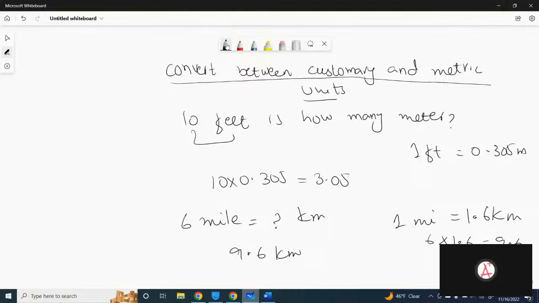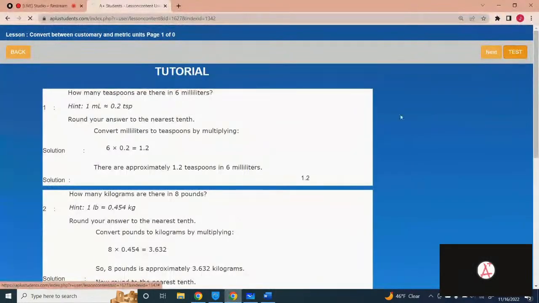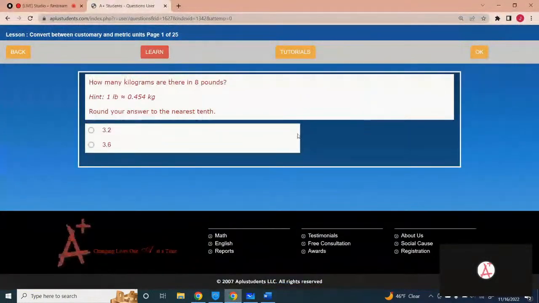Okay, so let's start with the test. The first question is how many kilograms are there in 8 pounds? You're given a hint. In 1 pound you have 0.454 kg. So just multiply 0.454 times 8. Got it?